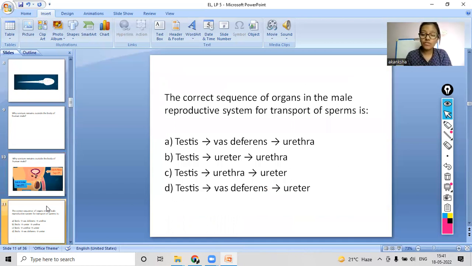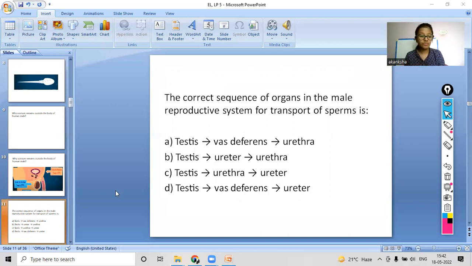The correct sequence of organs in the male reproductive system for transport of sperm is: now you have to mark which one of these is the right answer, right? From testis to vas deferens to urethra, or from testis to ureter to urethra, or from testis to urethra to ureter, or from testis to vas deferens to ureter. You have to find the answer to this question and write it in the chat box. I will not give you the answer because we just discussed it right now. You have to find the answer from the whole thing that we discussed just now.